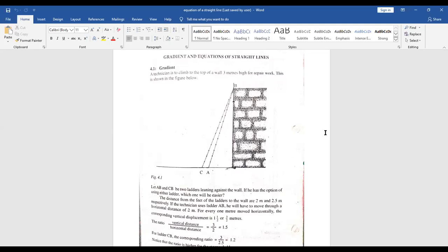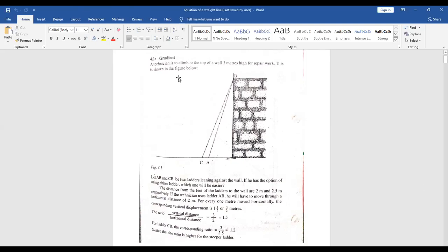So here, a gradient. A technician is to climb to the top of a wall 3 meters high for repair work. This is shown in the figure below. The technician is a person, a fundi, who goes to install something, and wants to climb this wall. So he is going to use a ladder. He is going to get from either A to B. You can see A is ground level, and B is the top of the wall, or from C to A.